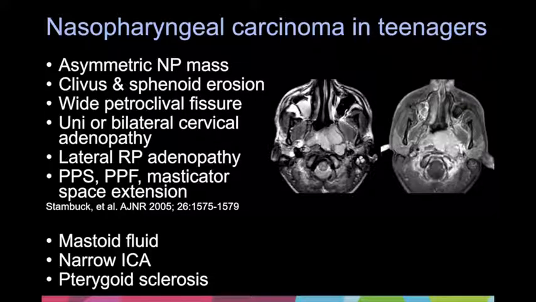Here we see a left-sided nasopharyngeal mass with an associated large lateral retropharyngeal lymph node and invasion of the prevertebral musculature. There's also associated fluid in the mastoids secondary to eustachian tube obstruction.